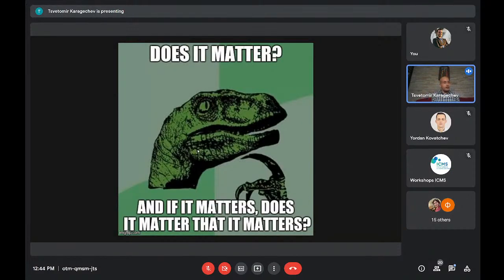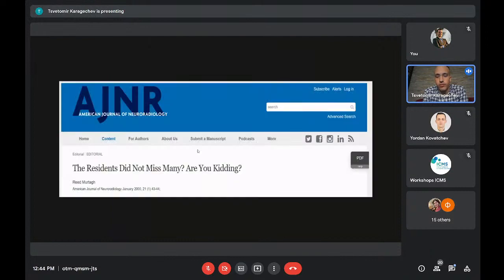So you may think that this looks too easy, and does it play a role for the interpretation? And actually it does. I want to show you an example. This is an article, a pretty old article actually. As you can see, this is from more than 20 years ago in American Journal of Neuroradiology, and it has this really cool title.